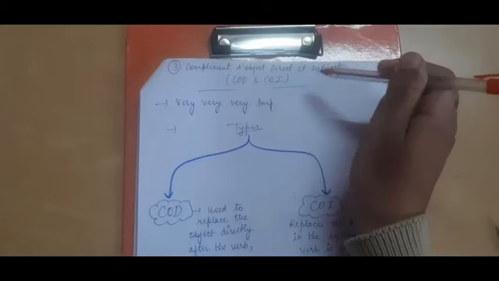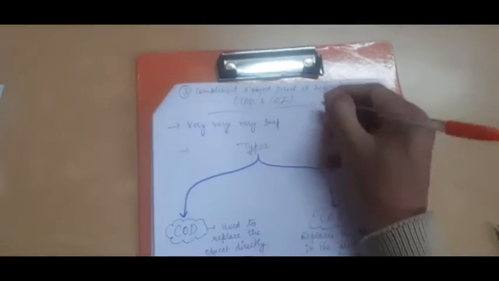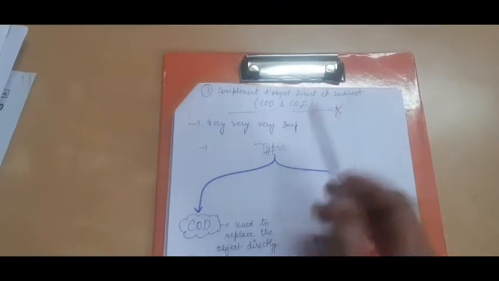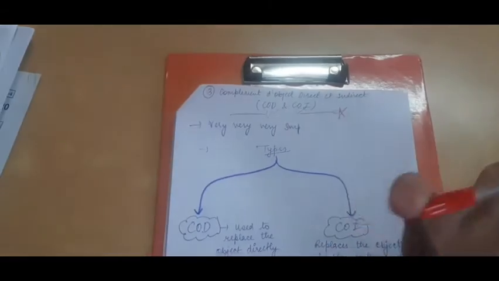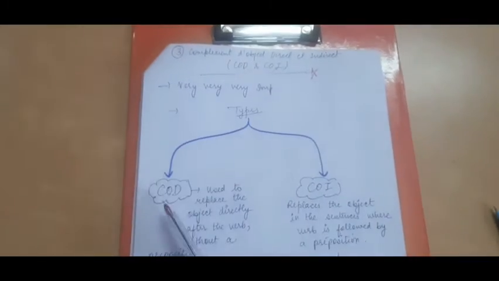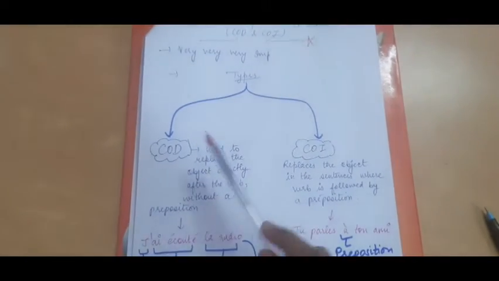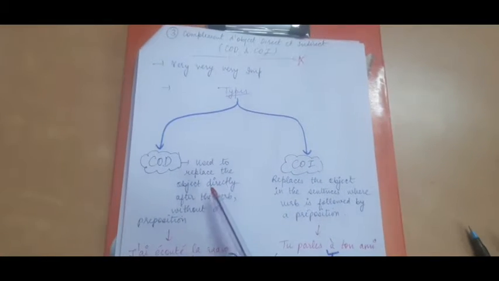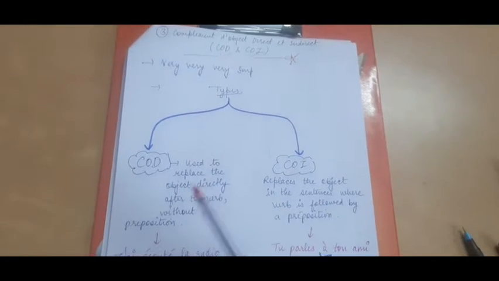Next is complément d'objet direct et indirect, that is COD and COI. They are the most important ones. Very, very, very important. This has to be strong if you want to attempt the question properly. So COD and COI are the types. COD is used to replace the object directly after the verb without a preposition.